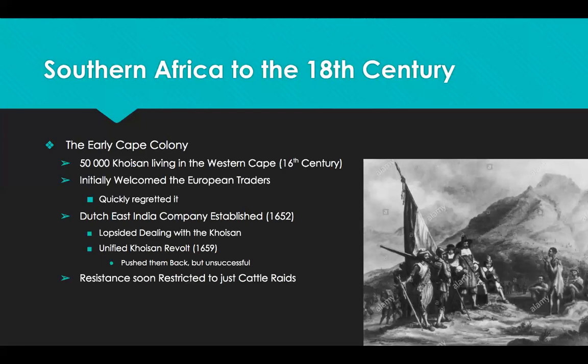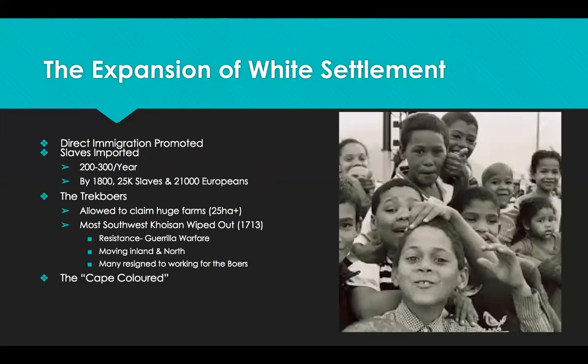And as a result of that, for the most part the resistance was reduced to just cattle raids and so forth, right? So the Khoisan would now just raid the cattle of the Dutch, who had emerged as far militarily superior. But as the Dutch settled there, throughout the 1680s and 90s, they began to promote migration so that they could grow the white population. Initially it had been a couple dozen people, but by the 1680s and 1690s, the white population was up to 1,000.